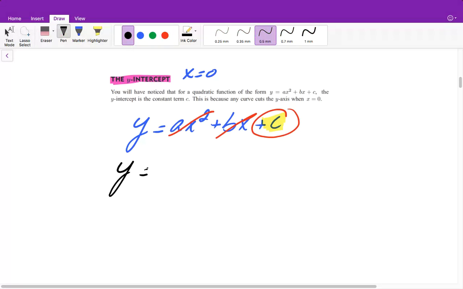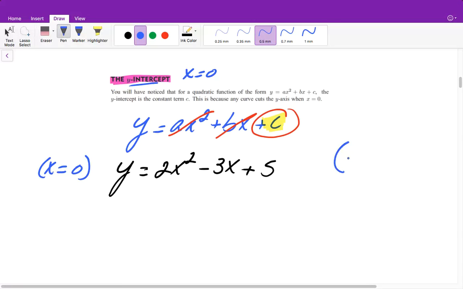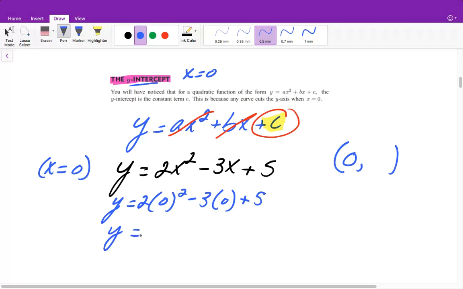If I have y is equal to 2x squared minus 3x plus 5, and I ask you to solve for the y-intercept, since we're solving for the y-intercept, we say x must be equal to 0. So we know our ordered pair will be 0 comma something. Then we substitute in 0. So y is equal to 2 times 0 squared minus 3 times 0 plus 5. This gives me 0 and 0, so y is then equal to 5. So our y-intercept is 0 comma 5.